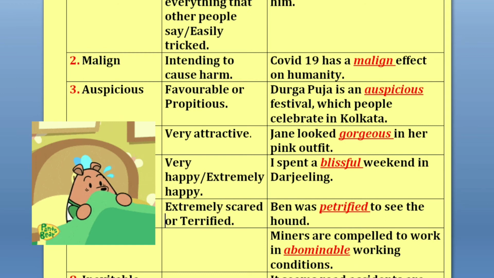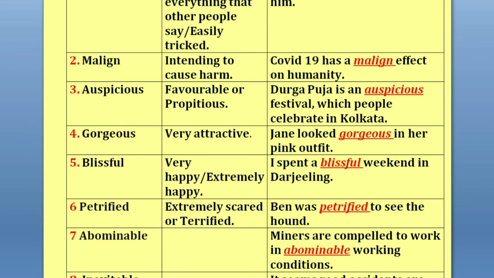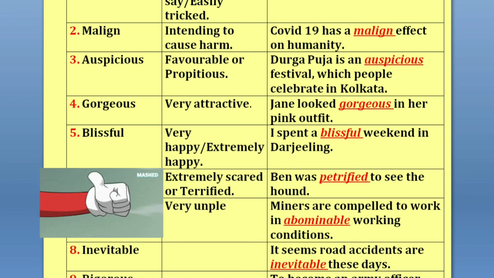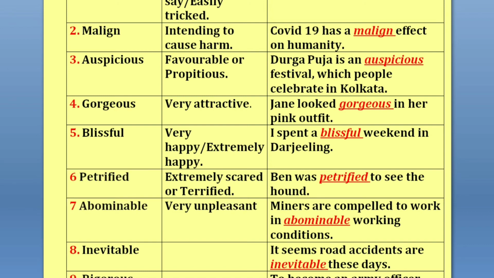So up next we will see the seventh adjective for today, that is abominable. Let me pronounce it once again. It's abominable, okay? So as you see, this word means very unpleasant or bad. You say abominable, right? That is very unpleasant or bad, okay? So as you see, the example is given. Let me read out.